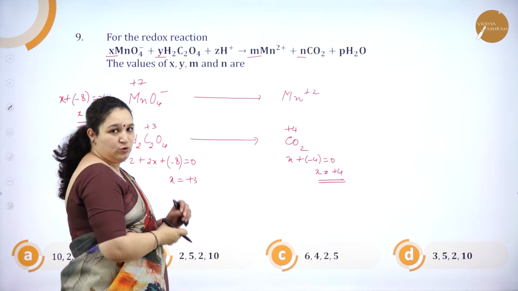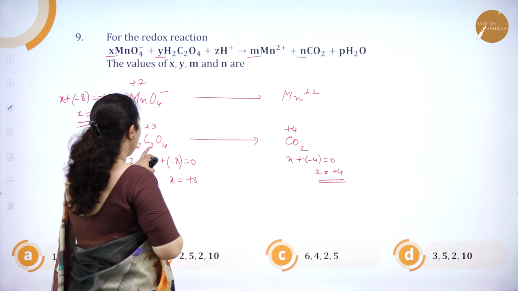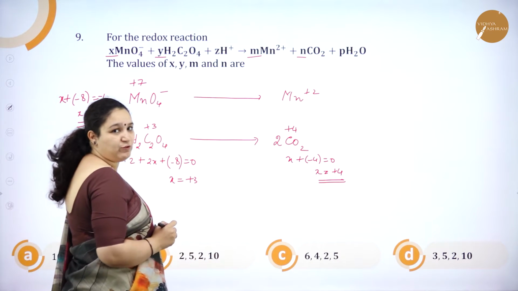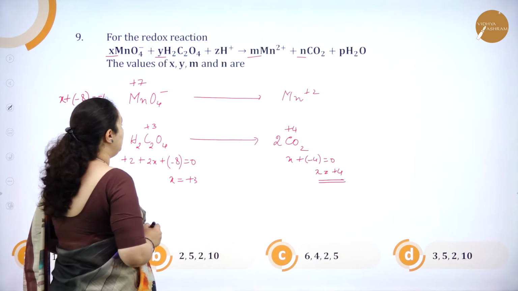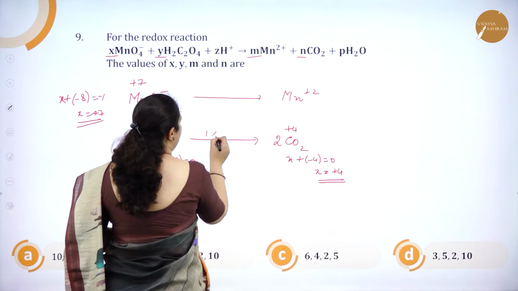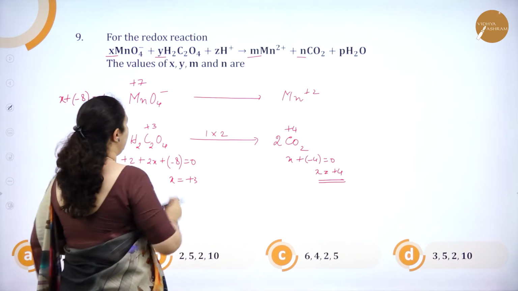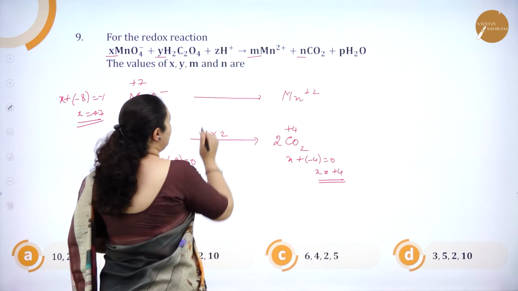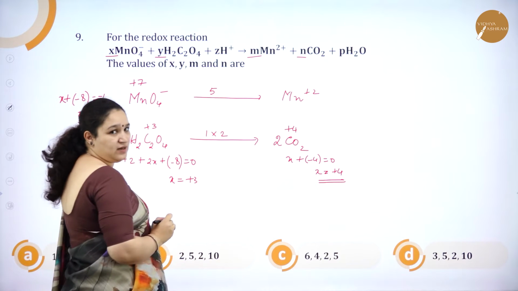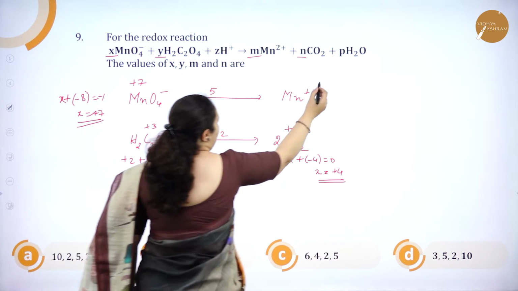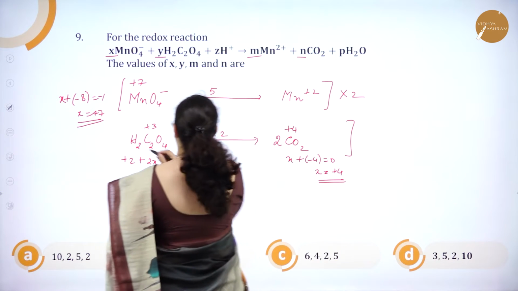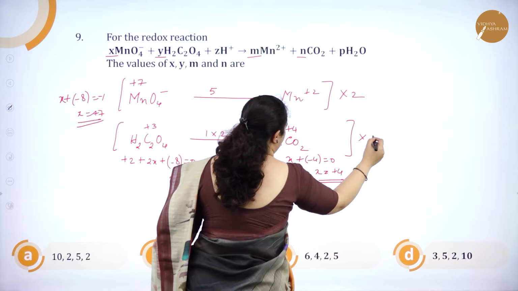One more thing you have to do. The next step is, here there are two carbon atoms but I have only one carbon atom on the other side, so I have to balance that. I have to put a 2. Now, how many units change is there? Here 1 unit change, but there are 2 carbon atoms, so 1 into 2 is 2 units change. +7 to +2, how many units change is there? 5 units change. So multiply the entire equation by 2 and this entire equation by 5.